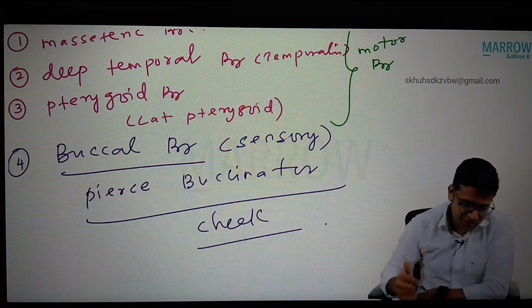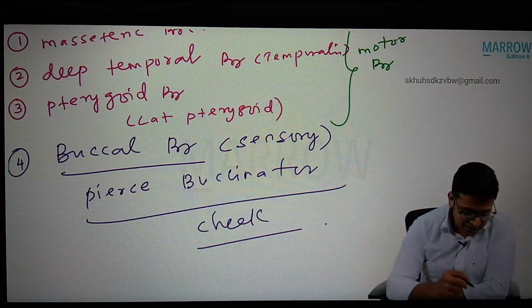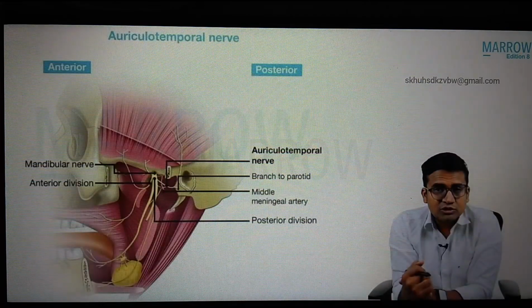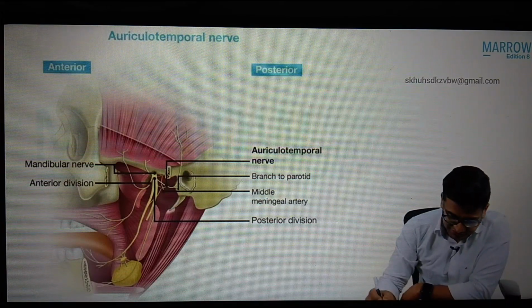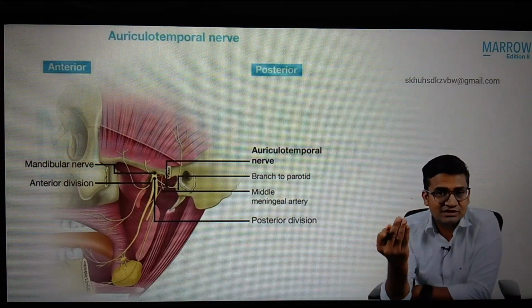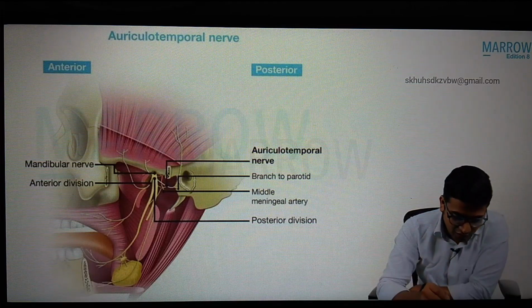Next, we want to see the posterior division branches. So now the posterior division is left out. The posterior division is giving 3 branches. Number 1, auriculotemporal nerve.